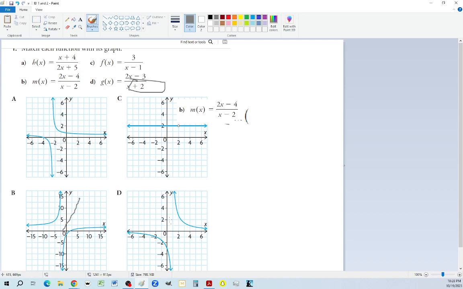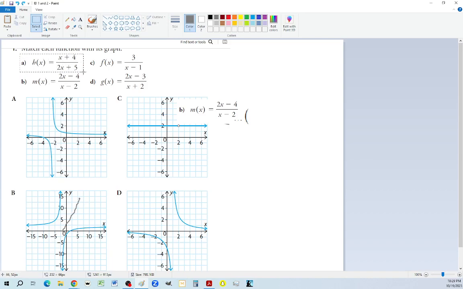This one's asymptote looks to be roughly 1, so we should look at x minus 1 at the bottom. That would be that one. And that leaves that last one there. So let's make sure this one is not, looks like x minus 2.5. So that would be this one.